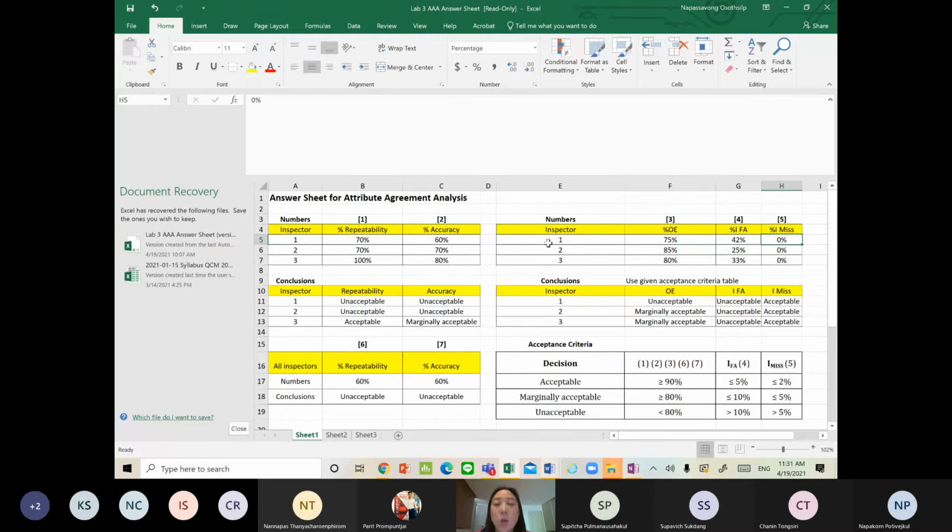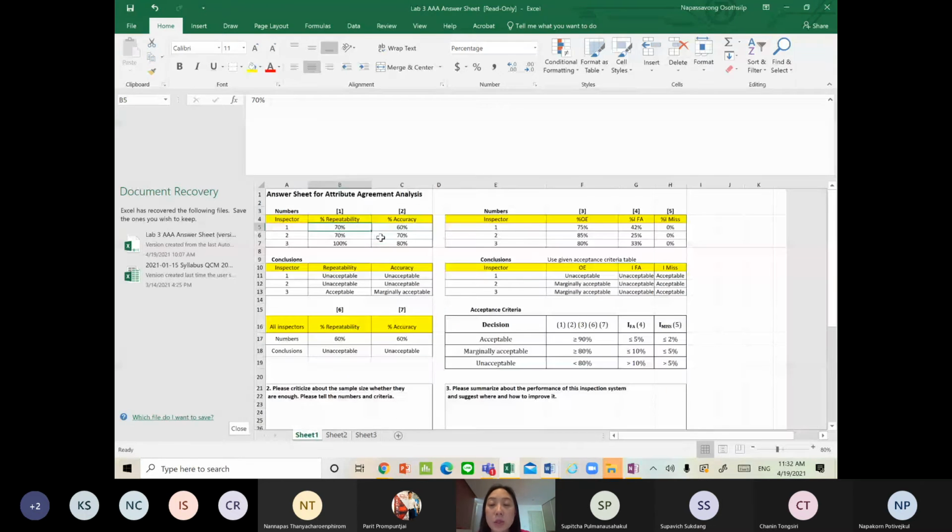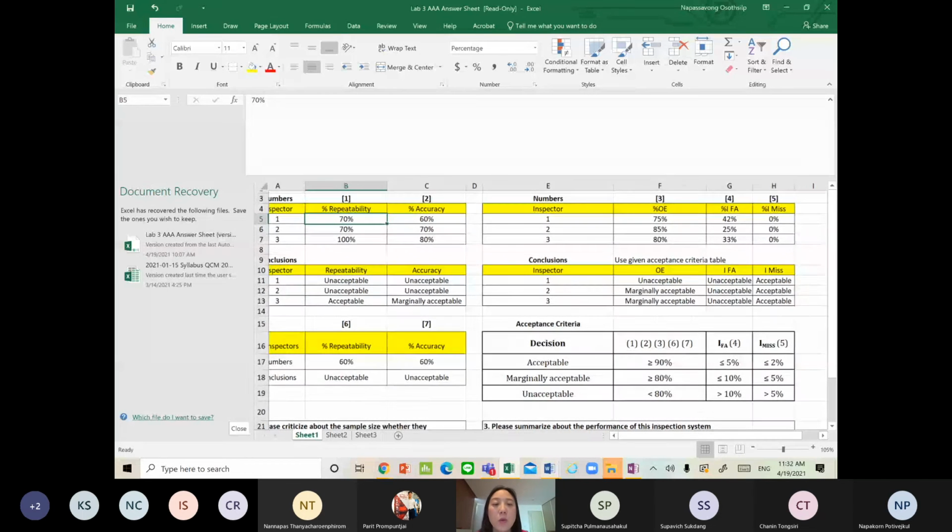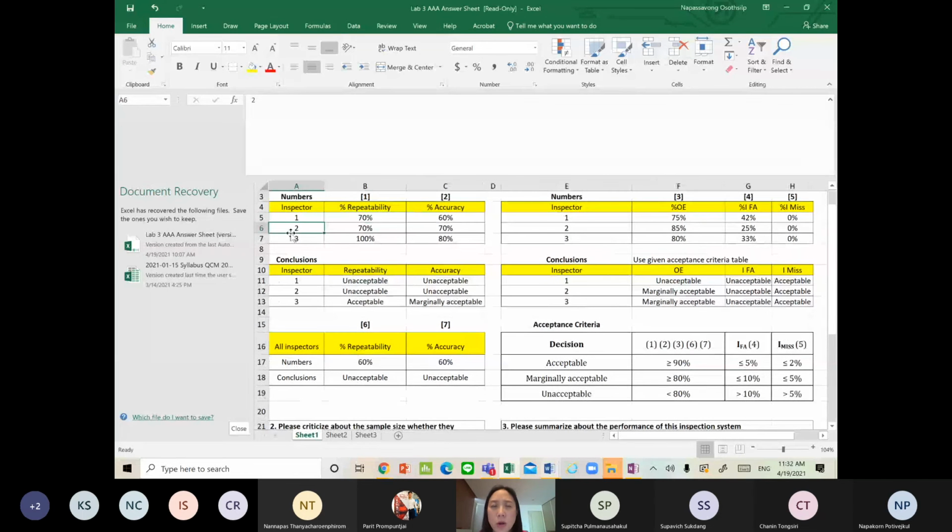So where to improve? For inspector 1, we have to reduce the percentage of the number of times that they make a false alarm error. And we also have to improve the repeatability of inspector 1. And also we have to take a look at inspector number 2. Should we improve inspector number 2 or not?